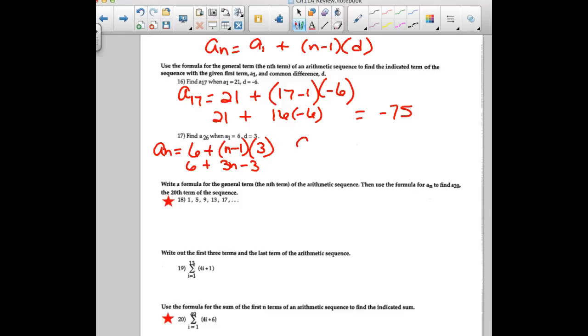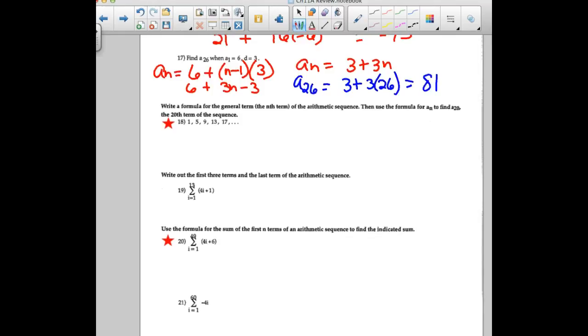So my a sub n value, in other words, any term in my sequence, can be found by taking 3 and adding 3n. And now that I have that formula, I can find a sub 26 simply by putting a 26 in for n. I should get 81 for an answer. All right, so either method, the one I used in example 16 or 17, either one would work.